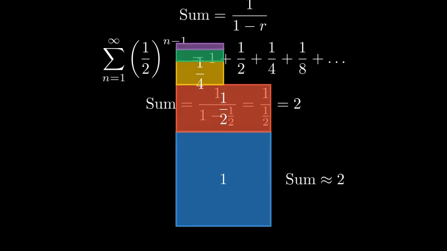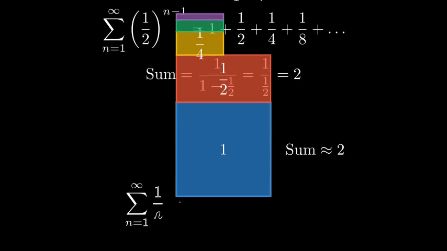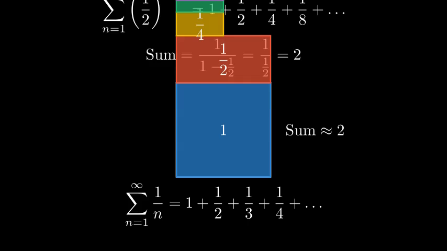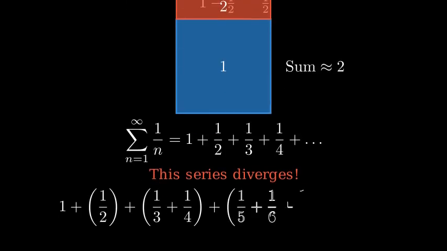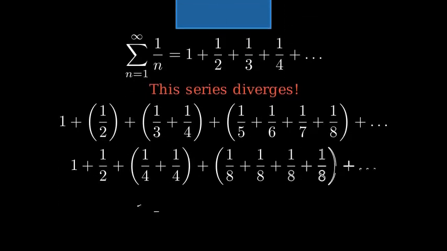Now, let's examine the harmonic series, which is the sum of 1 over n from n equals 1 to infinity. Despite the fact that the individual terms approach 0, this series actually diverges. We can prove this by grouping terms. After the first term, each group contains twice as many terms as the previous group, but each term in the group is at least half the size of the previous group's smallest term. This means each group sums to at least 1/2, and since we have infinitely many groups, the total sum must be infinite.